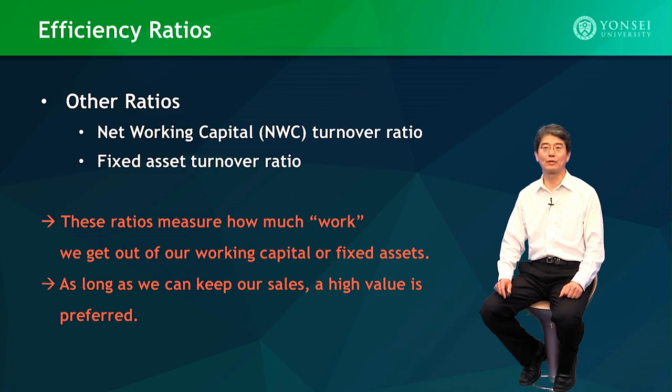In addition to total asset turnover ratio, there are net working capital turnover ratio and fixed asset turnover ratio. These ratios measure how much work we get out of our working capital or fixed assets. As long as we can keep our sales, a high value is preferred.